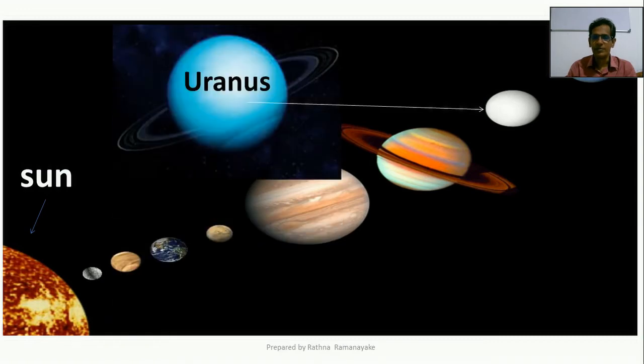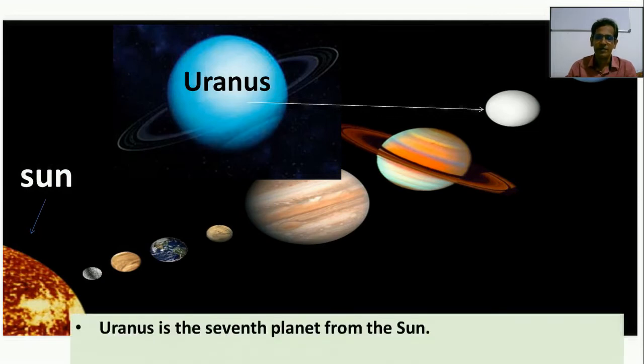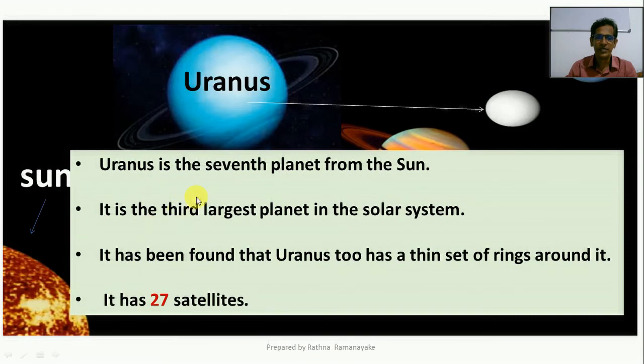Now I am going to talk about Uranus. Uranus is the 7th planet from the Sun. It is the 3rd largest planet in the solar system. It has been found that Uranus too has a thin set of rings around it. Here, you can see the thin set of rings around it.